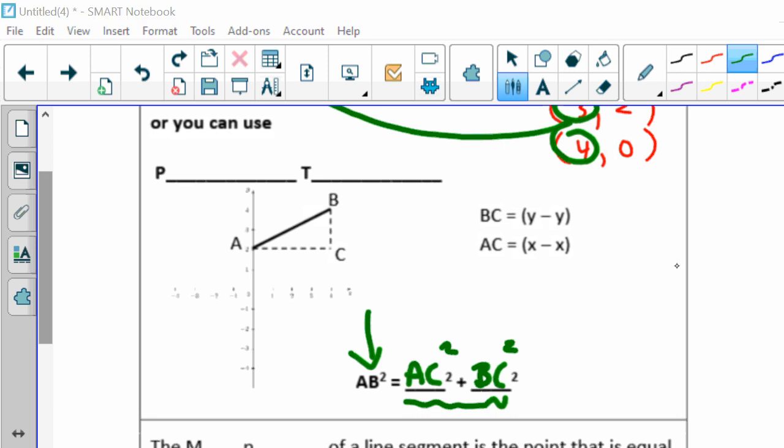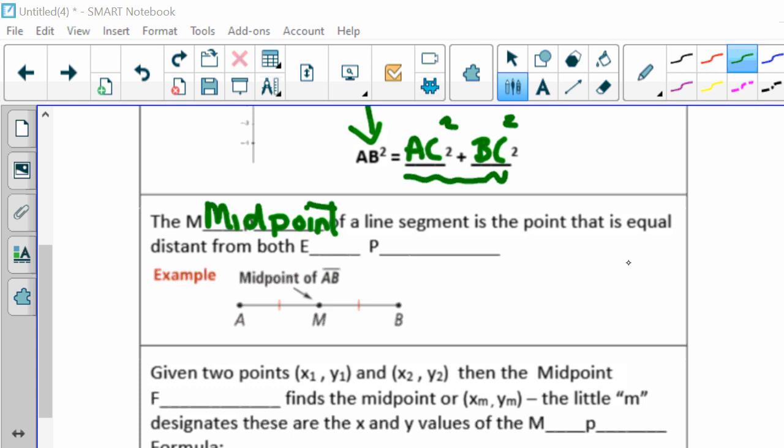Next up, midpoint. Midpoint of a line is a point that is equal distant from the end points of the line. And I should say line segment, right? A line doesn't have a middle. It goes on in both directions forever. So a midpoint is the halfway point between two endpoints.